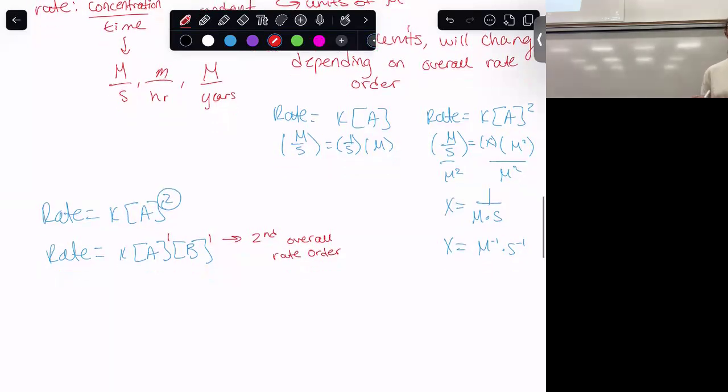One shortcut, or one thing that I like to remember for this, is that K will be equal to 1 over seconds times molarity to the overall order minus 1. So if you take your overall order of 2, you subtract 1 of it, then you have molarity to the first power, right? But just in the denominator. And so you're left with seconds times molarity, or molarity times seconds, which matches what we just found in the example above, right?